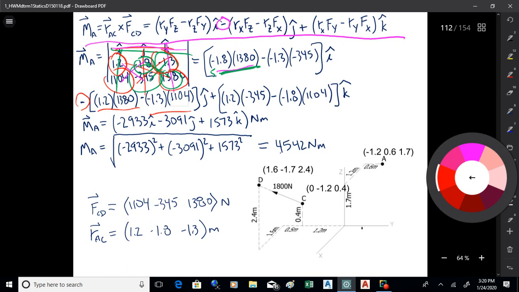And then the last one there is 1.2 times negative 345 minus 1.8 times 1104. That's the K. That is a vector. It has I, J, and K components. If you want the magnitude, you take the square root of the sum of the squares. 4542 Newton meters. Okay. So we good with that?